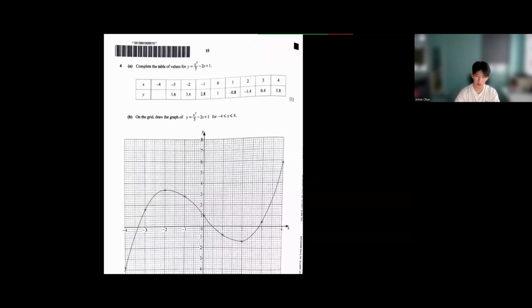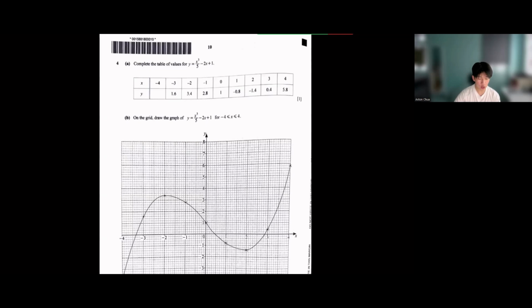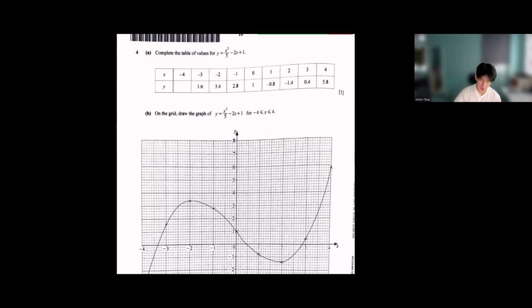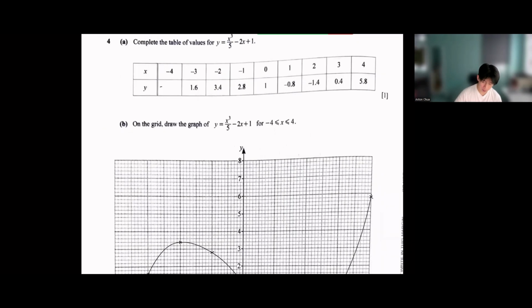All right, now let's do question 4. For question 4, we are given a table of values for y equals x cubed over 5 minus 2x plus 1. So in part A, for x equals minus 4, we just have to sub this value into the equation, and that will give us minus 3.8.